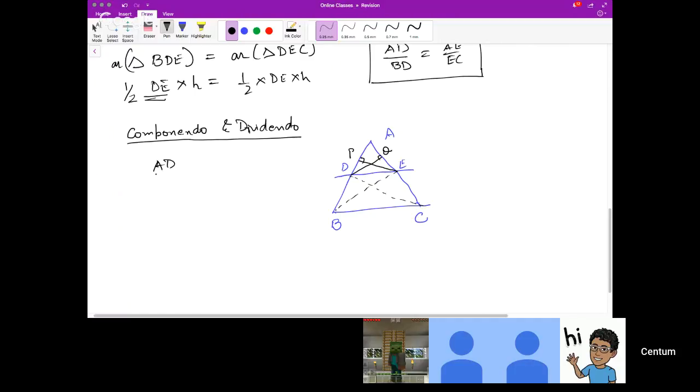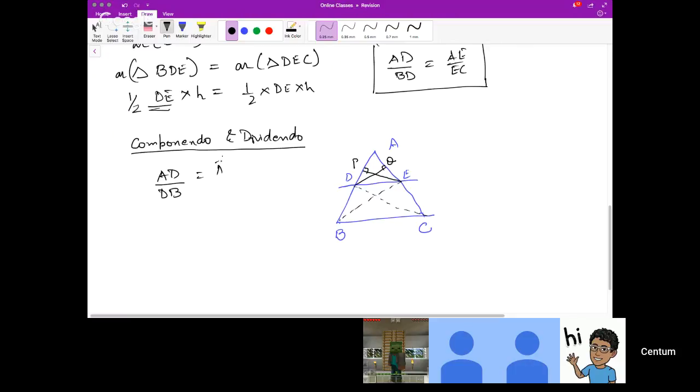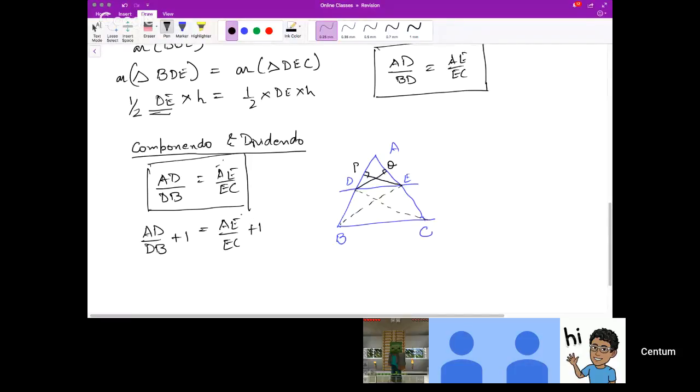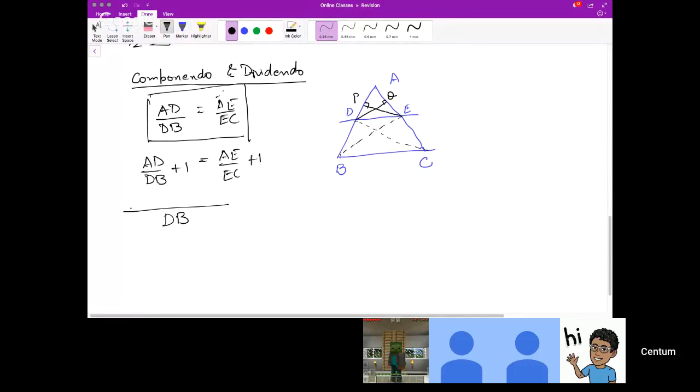Now, what did we just prove? We proved AD by DB equals AE by EC. Now, if you add 1 to both sides, you get AD by DB plus 1 is equal to AE by EC plus 1. Taking LCM, this is DB, and on top this is AD, and if you do the calculation, it will be DB here. This is equal to AE plus EC upon EC. And AD plus DB is nothing but AB. So it becomes AB upon DB is equal to AC upon EC. This is the corollary to BPT.